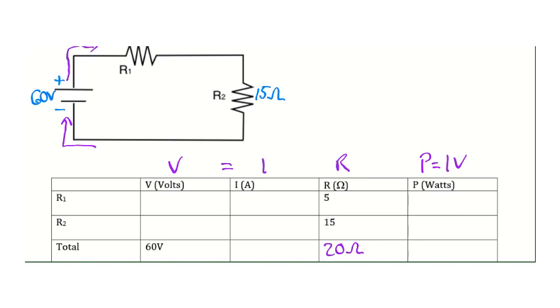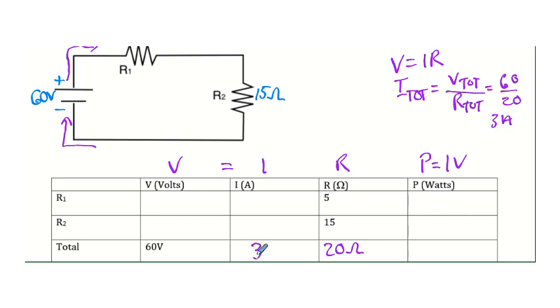The next step in the process is to figure out the total current. So we've determined that the total resistance is 20 ohms. We were given that the total voltage was 60 volts. And the way that we're going to figure out the total current is we're going to use Ohm's law. V equals IR. So I know that my I total is going to equal my V total divided by my R total. And so that's just going to be 60 divided by 20. And so I know my total is 3 amps. So I'm going to fill that in my chart below.